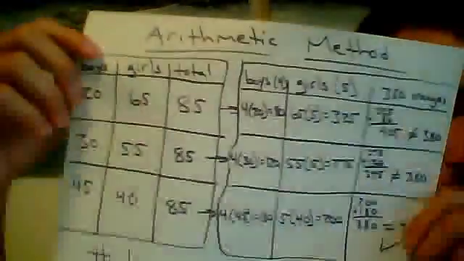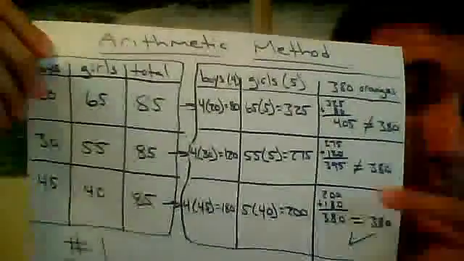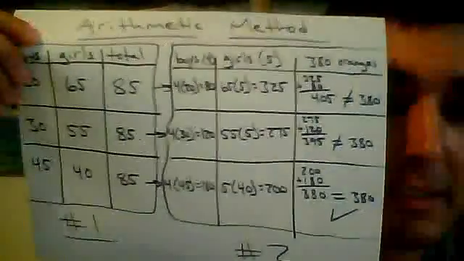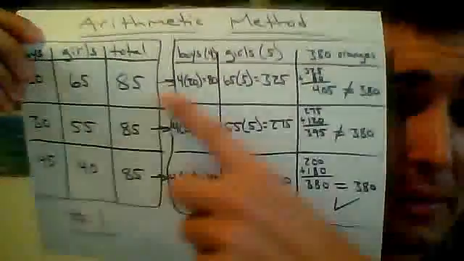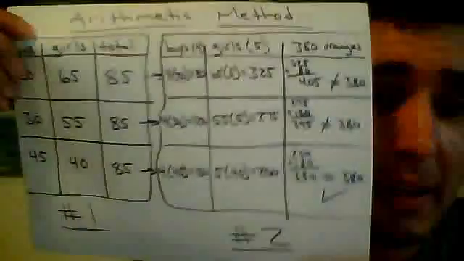Okay, and now I have another way we can solve this, okay? And this is known as the arithmetic method, also known as the guess and check method, at least for this problem here. And what I did was I created two tables, okay? Table number 1 is this entire thing here, and table number 2 is this big one right in here, okay?